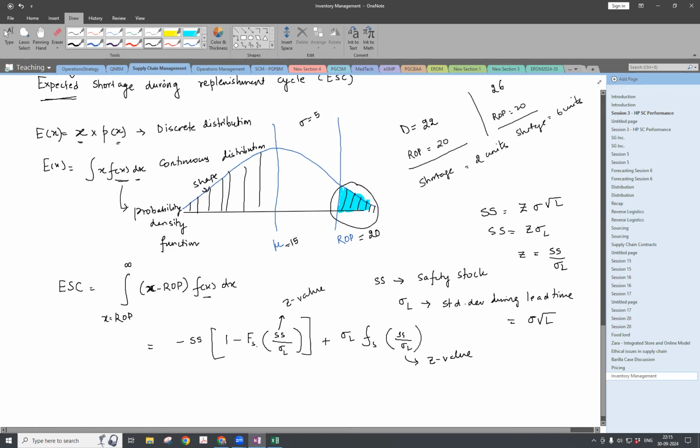Now, the SS over here is representing the safety stock, and sigma L is the standard deviation during lead time. Now we know that this is the Z value. The small z is representing that this is a standard normal distribution, right? The standard normal distribution means that we are looking at a special type of normal distribution with mean 0 and standard deviation 1. Right? Mean 0, standard deviation 1.